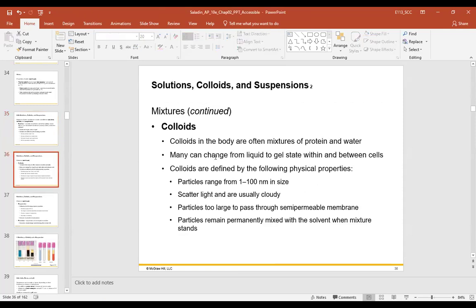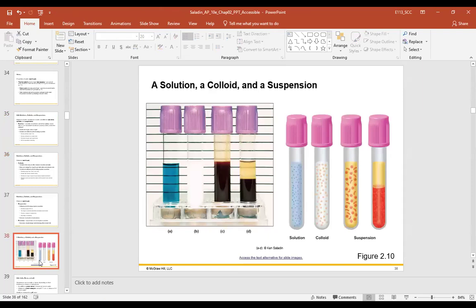Okay, colloids. You see, protein and water. You see, that's the solution.